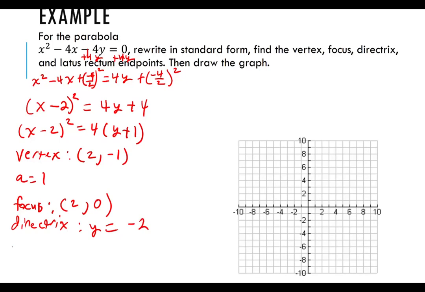And then the latus rectum endpoints, they're going to be moved from the focus a distance of 2a to the right and 2a to the left, and so that's going to be 0, 0 is to the left 2 times a, 2 minus 2, and then shift to the right a distance of 2, so that's going to be 2 plus 2, or 4, 0. Then I can draw this graph. My vertex is 2, -1. My latus rectum endpoints are 0, 0, and 4, 0. And so then, there's my parabola.